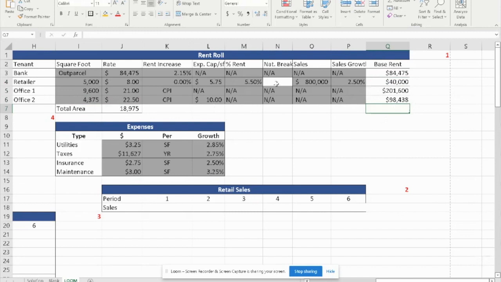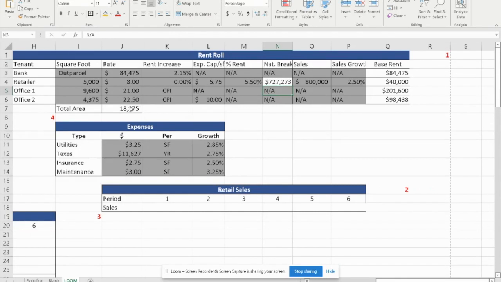Pretty simple. To calculate the natural break for the retailer, this is the only tenant that has a percent rent, which we showed you how to calculate. The natural break is simply going to be the base rent divided by the percent rent for that tenant, which gives you $727,000. That is the natural break. So what that means is that anytime the tenant's sales exceed this natural break, they're going to pay an additional 5.5% of the difference between the sales amount and the natural break.